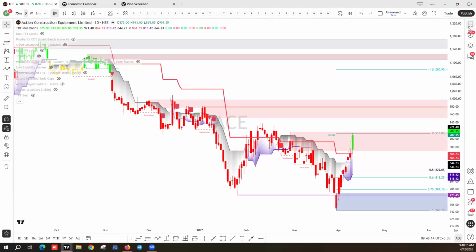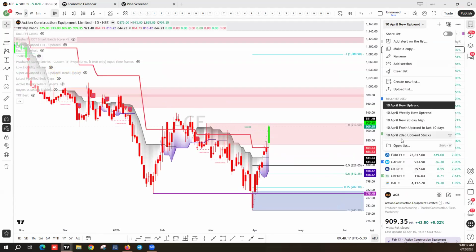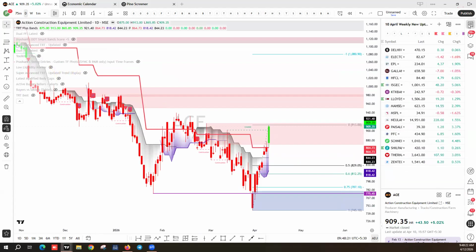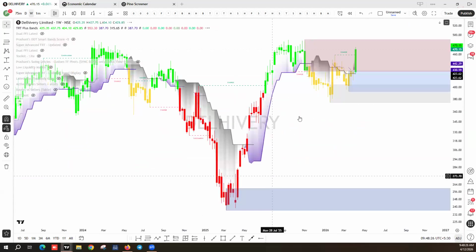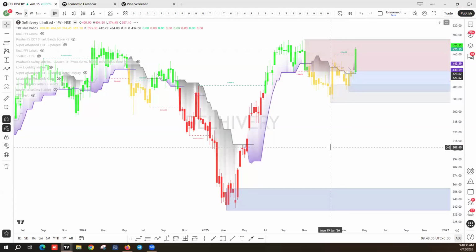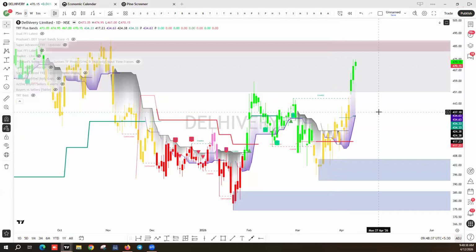Okay, so we'll go to the stocks which are green on weekly. So this is weekly new uptrend delivery. This stock has turned green here. Many times we see, if daily and 75 minutes, it is green on daily but red on 75. So the retracement is happening, right? At that time it will be seen.